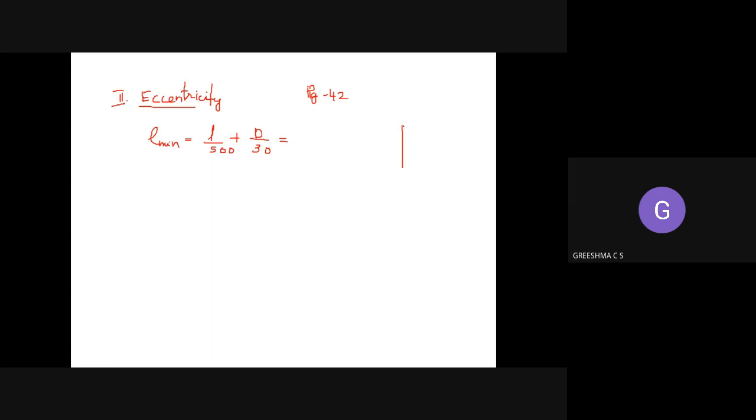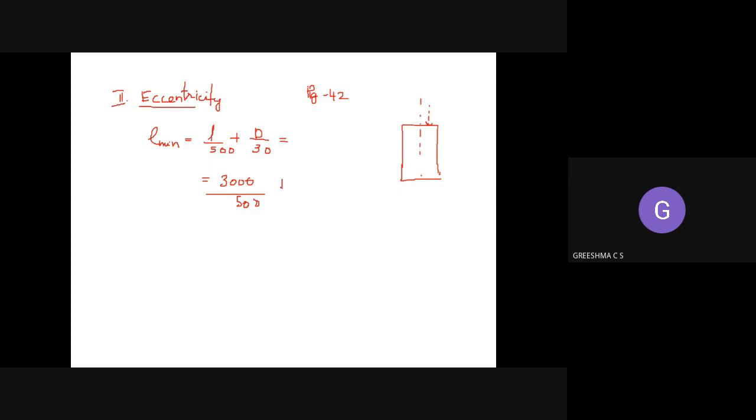Okay, if this is the column, this is a center. ഈ സെന്ററിൽ നിന്ന് എത്ര മാറിയിട്ടായിരിക്കും the load will be acting, the minimum distance. Okay, so E minimum will be L by 500 plus D by 30. So L is equal to how much? 3 meters. We don't have any confusion over here.